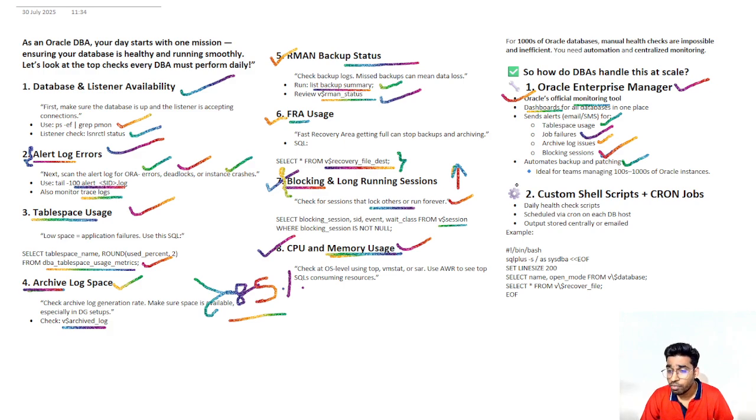Apart from OEM, we also have another option, that is custom shell scripts and cron jobs. We can schedule our jobs in shell scripts and write queries. With a VI editor, this is a sample script I have taken to check the status of a database. These types of scripts we can write and schedule in crontab with a VI editor, and we can set them for all the checklist items. We can set it in crontab, and every day we can get an email with all the statuses. So this is about the top checklist a DBA should do every day.